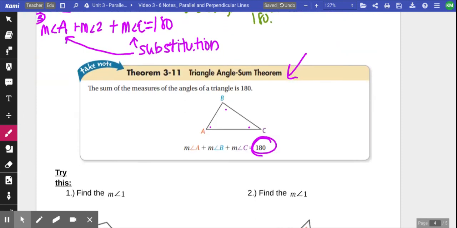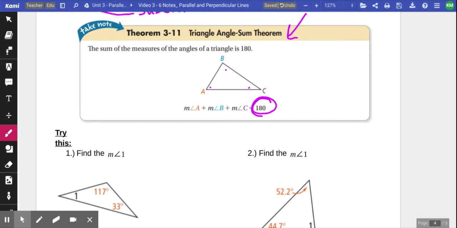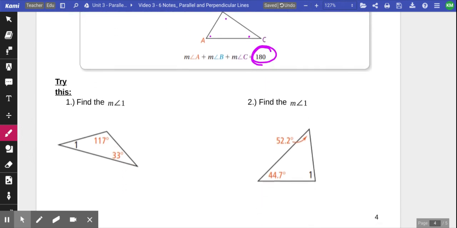Okay, and let's see how we're going to use this theorem up here to try some practice questions. All right, so we're going to try a couple practice questions. And if time runs out, obviously wherever we are, we'll stop and we'll pick this up tomorrow during our virtual day. Okay, so let's take a look at number 1.